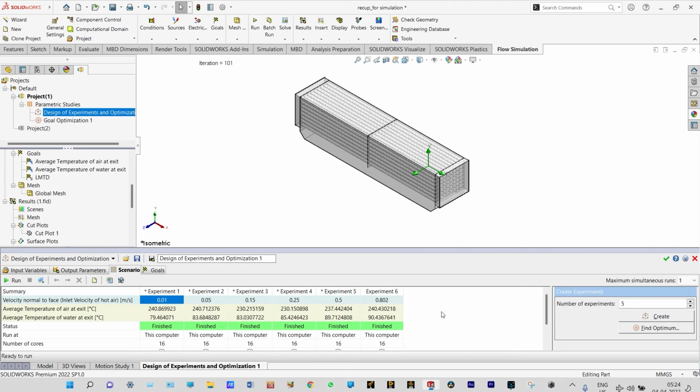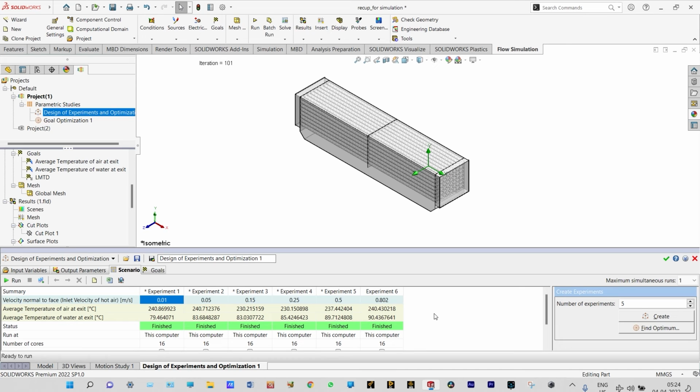So it is clearly evident that if we are increasing the inlet velocity of hot air, the temperature of cold water is increasing at the exit location. Initially, when the inlet velocity was very low, 0.01, it is 79.46 degrees centigrade for cold water, and when we increase the inlet velocity to 0.8 meter per second, the temperature at the exit of cold water is 90.436 degrees centigrade, right?